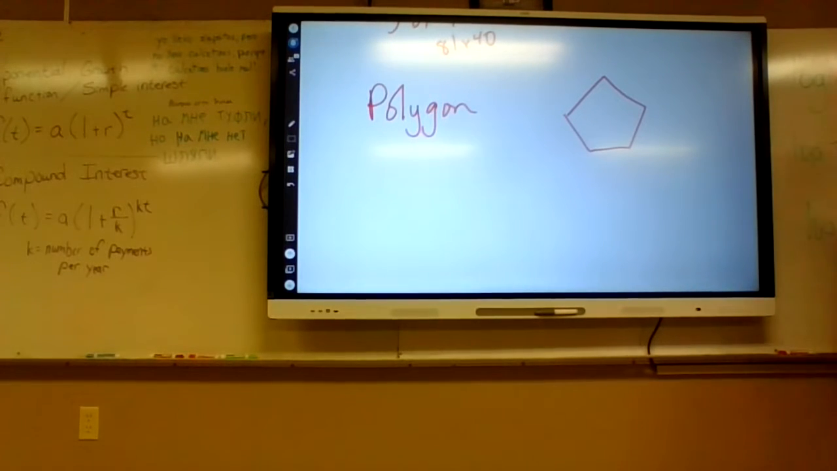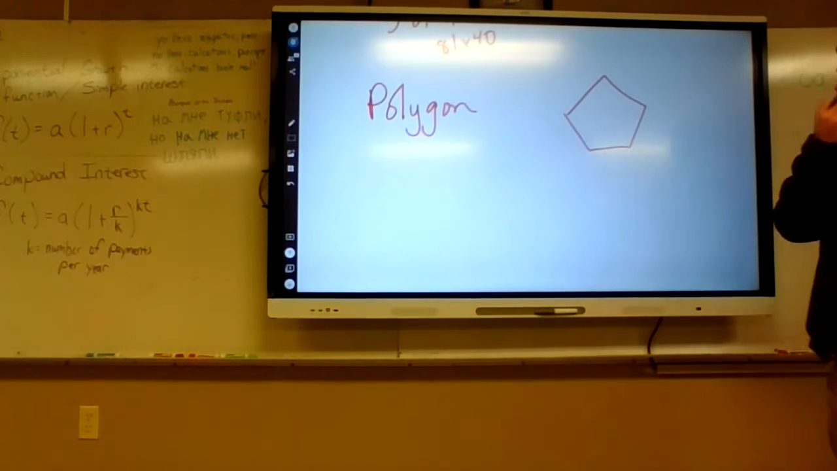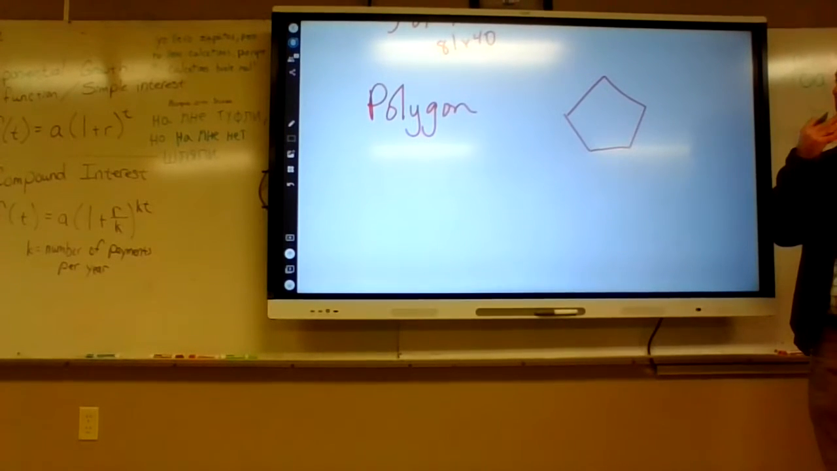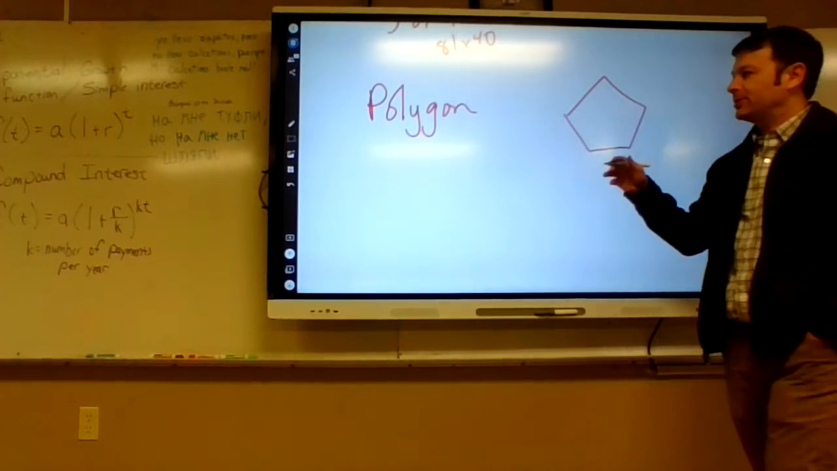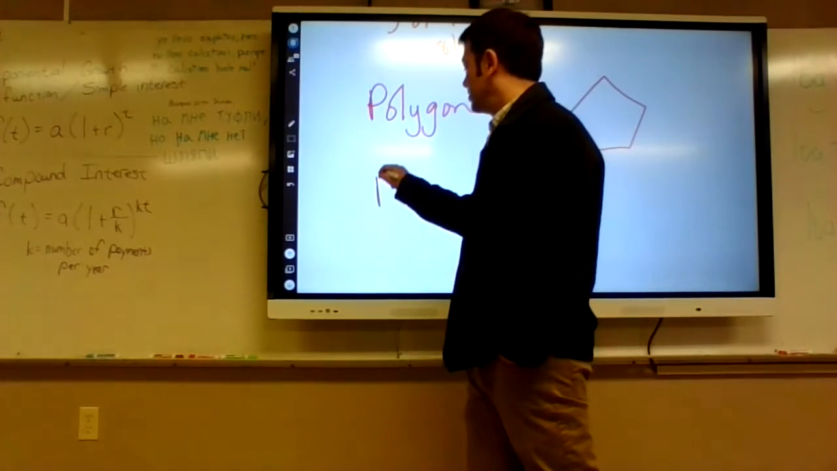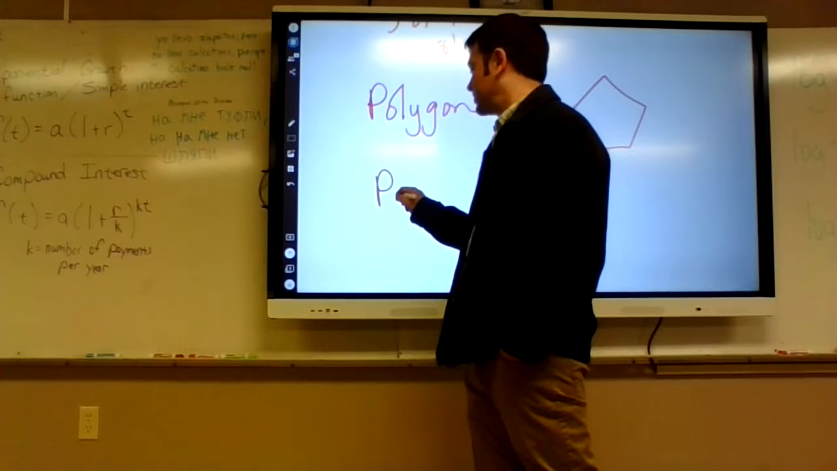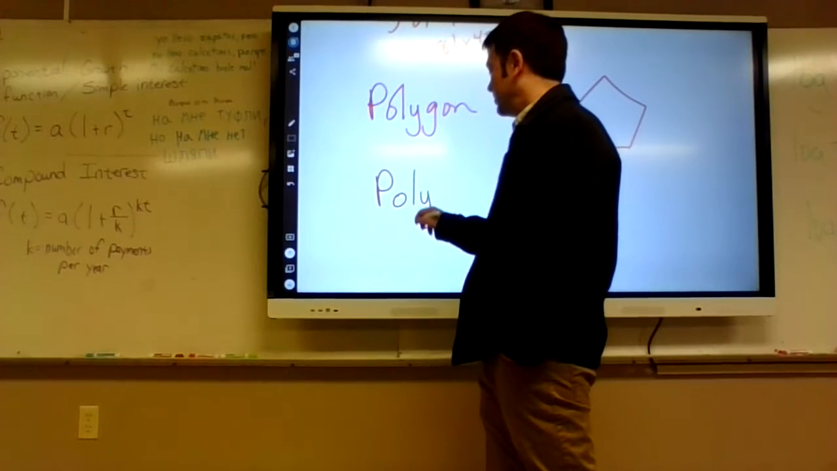A polygon is a flat shape. It's got to have straight edges, basically. It's got to be closed. So like a pentagon, triangles, rectangles, all those things. Those are polygons. Poly means many, many sides. That's what polygon means. So that's not what we're doing in this chapter.